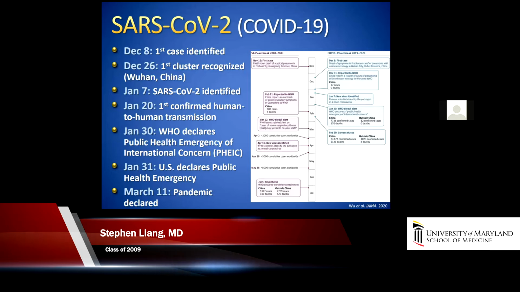Within 2 weeks, they were able to sequence the entire virus's genome, and within another 2 weeks, we had confirmation that this virus was indeed transferred from human to human. 10 days later, the World Health Organization declared a public health emergency of international concern, which is their highest level of concern. That's been given to Zika, given to MERS and SARS before in the past.